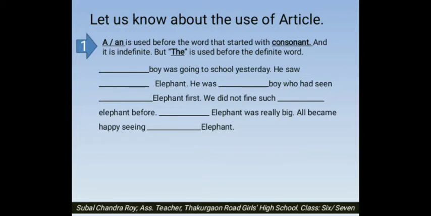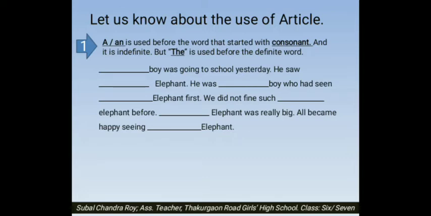Dear student, in the first gap, you can see: dash boy was going to school yesterday. What should we use here, a or an or the? As boy starts with B, B is a consonant, so this boy is not definite. The boy may be any boy, so we have to use a here. A boy was going to school yesterday.